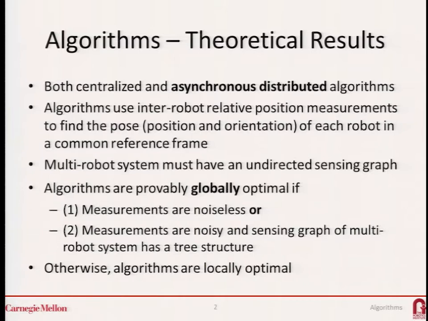But we can prove that our algorithms are globally optimal, and they will converge to the globally optimal solution if the measurements are noiseless, or if the measurements are noisy and the sensing graph has a tree structure, which most other algorithms in the existing literature can't prove. Otherwise, our algorithms are still locally optimal.